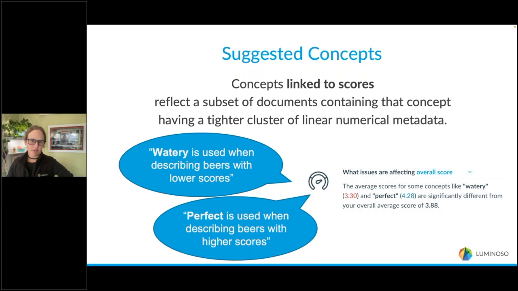If the scores are similar for documents containing a concept, the AI confidence increases identifying that as an insight. In this case, if someone mentions watery when describing beer, those on average tend to be beers with lower overall scores, whereas perfect beers get higher scores. All of this may be obvious to folks who've had a beer.